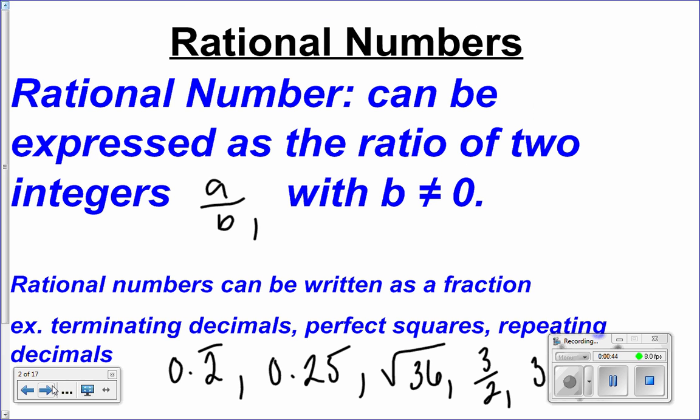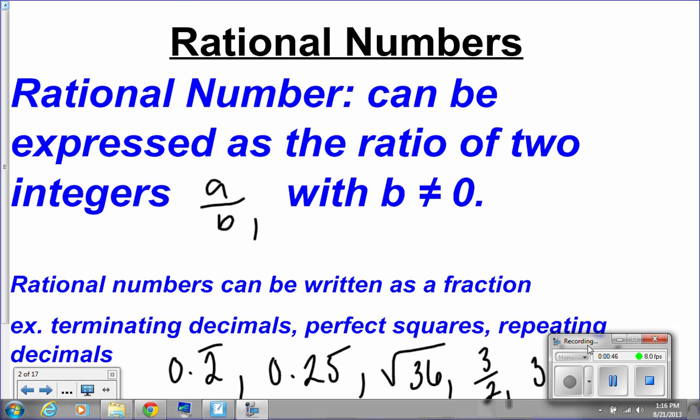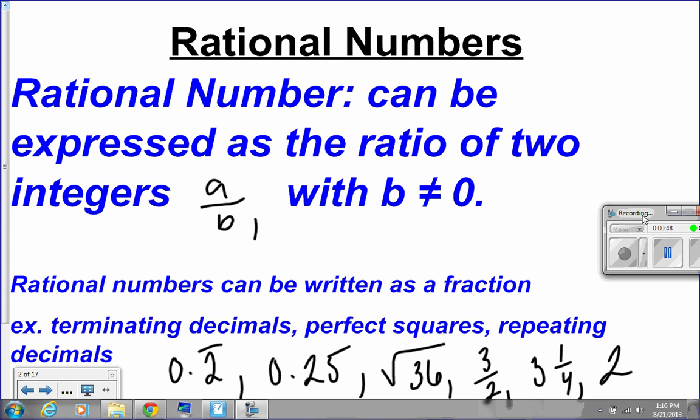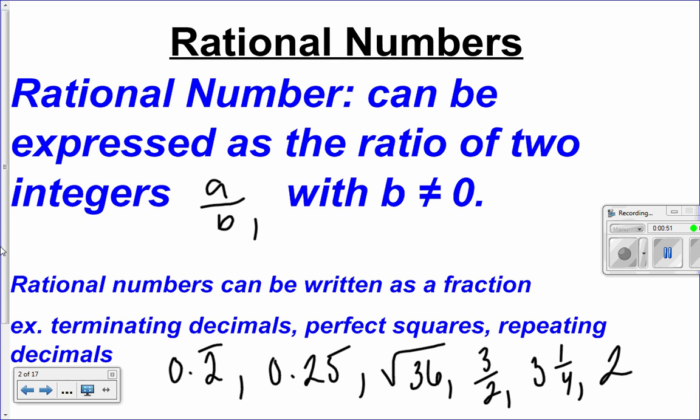So this you want to make sure you write down in your notes. Rational number. Rational numbers can be expressed as the ratio of two integers, a over b, with b not equal to 0. Basically all that means is rational numbers can be written as a fraction.